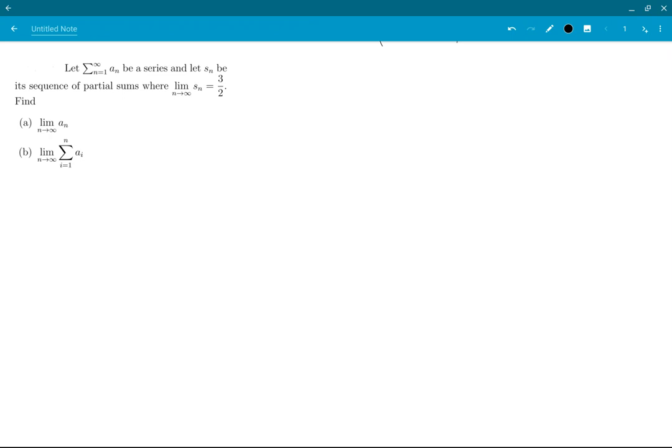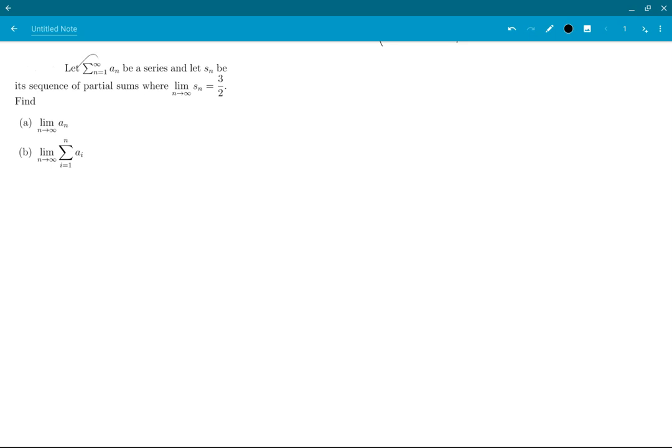And also the definition of a convergent series. And the test for divergence. You're going to need all three of these things to answer this question. So the answer is, well, I got a weird notation here.